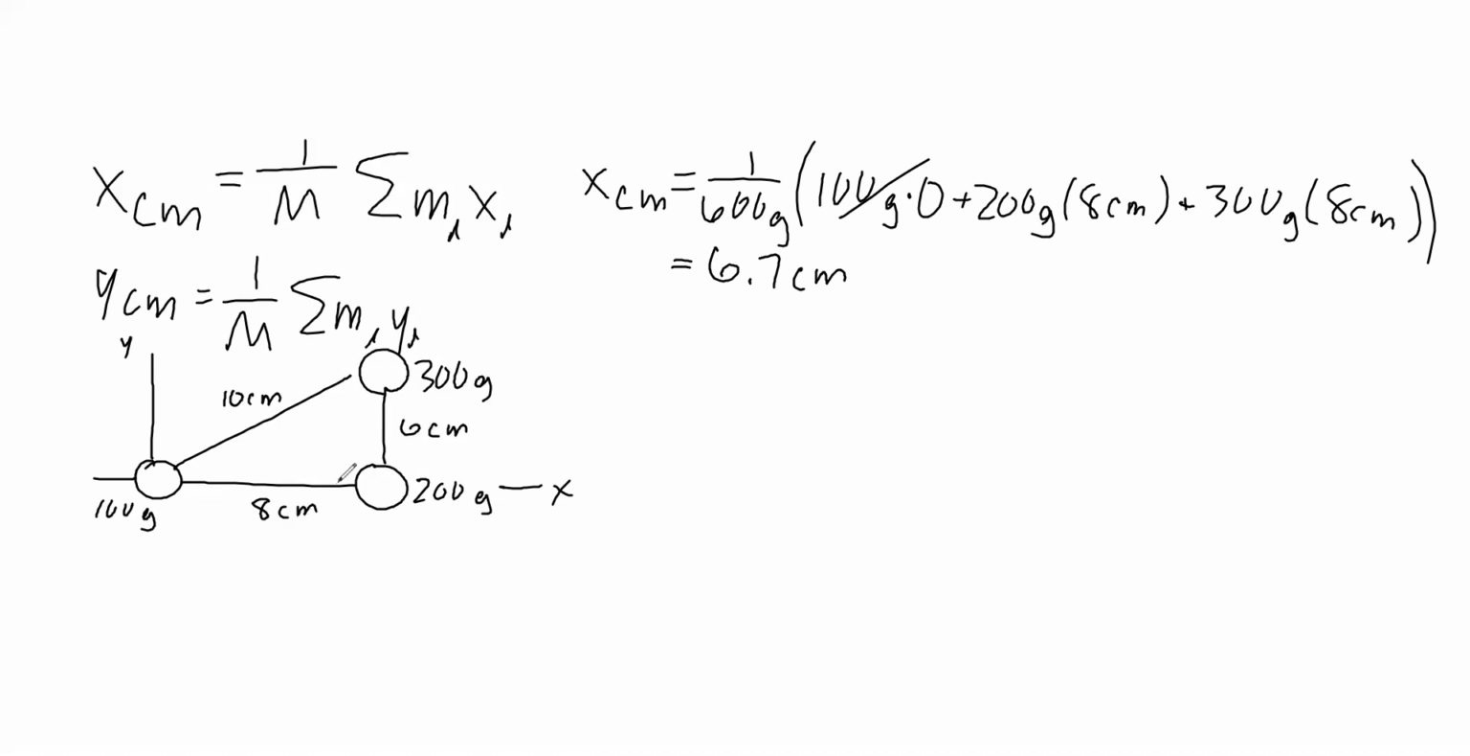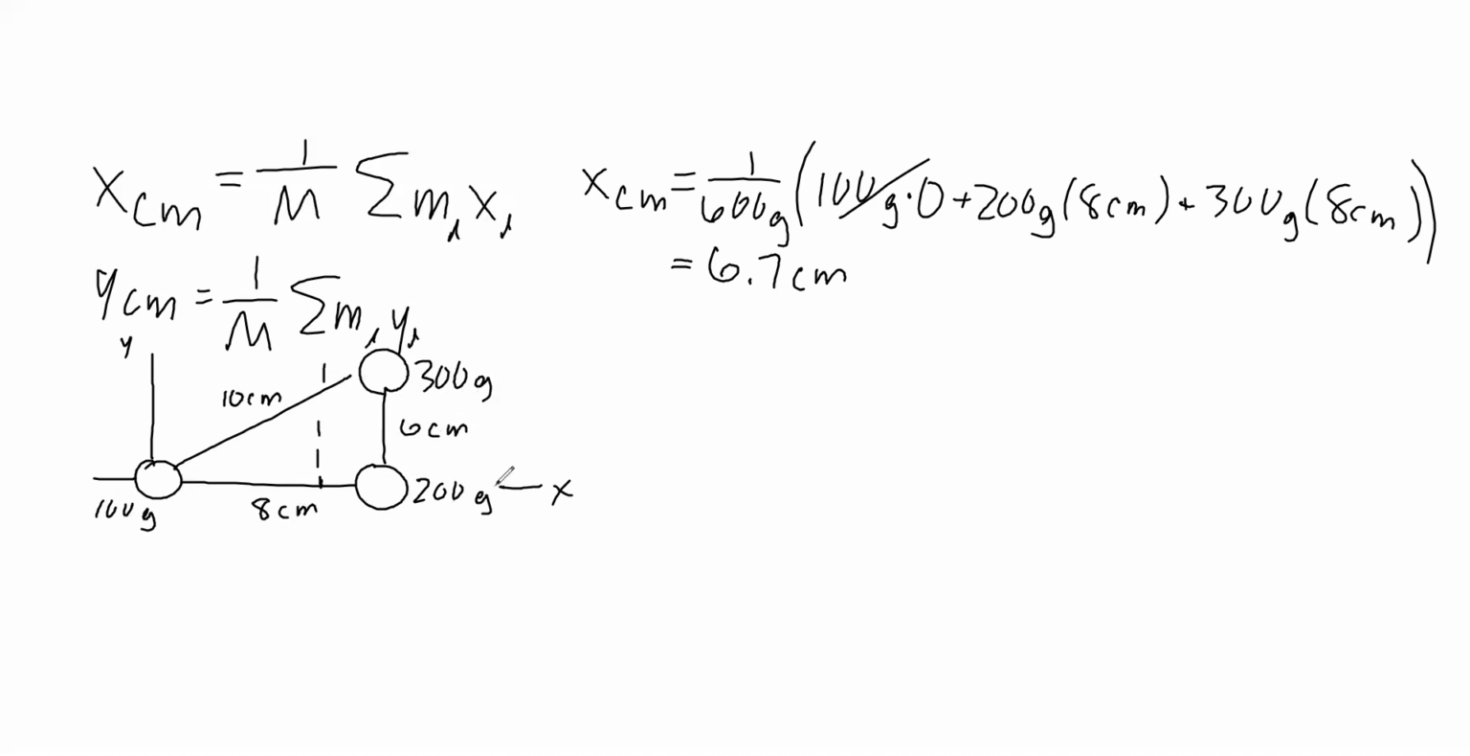Technically, these 8s and 6s should have point zeros on them in order to keep the sig figs right. Everything else has sig figs by the book's convention, so technically that should be 8.0, 8.0 and 6.0. Where is that, 6.7? Obviously, it's going to be closer to the 200 and 300 gram masses, further away from the 100. So somewhere right here, that's that coordinate.